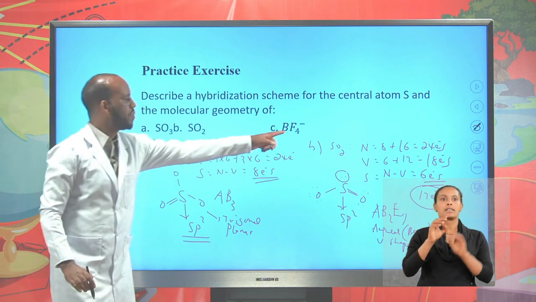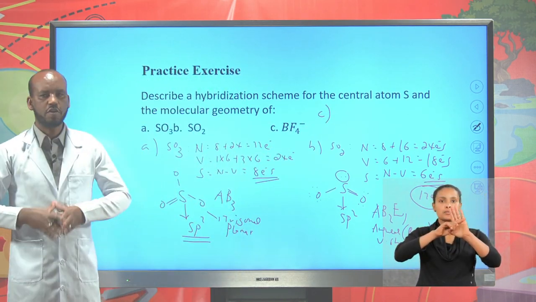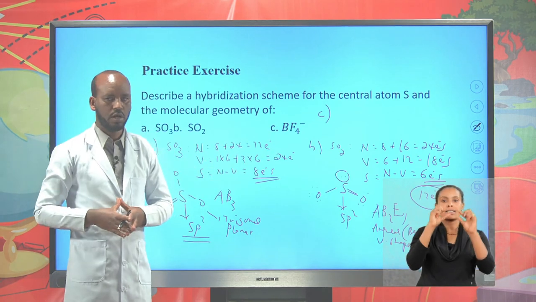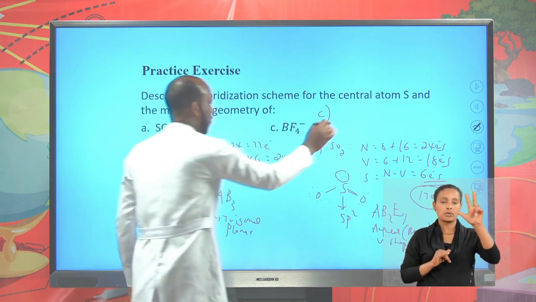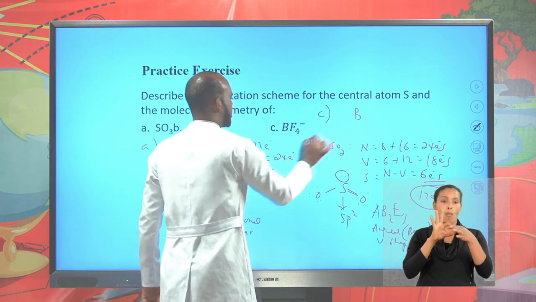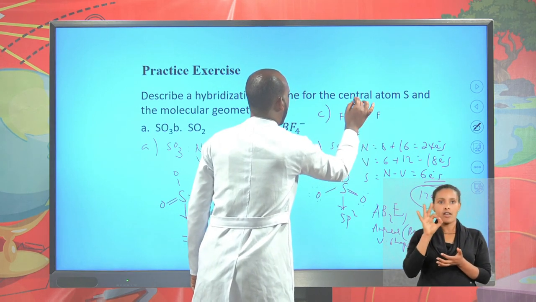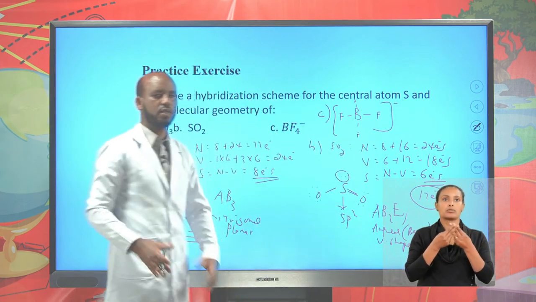C, BF4 minus. Your first step is to draw the Lewis structure of this molecule. Boron, its valence electron is 3, plus 1, 4. Therefore, it is bonded with 4 fluorine atoms. F, F, F, F, raised to minus 1, the whole minus 1.